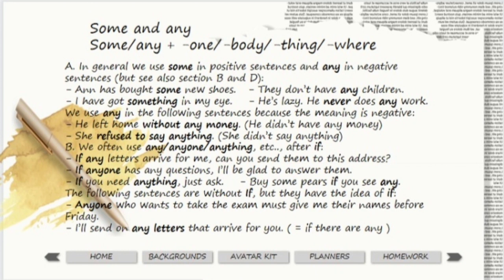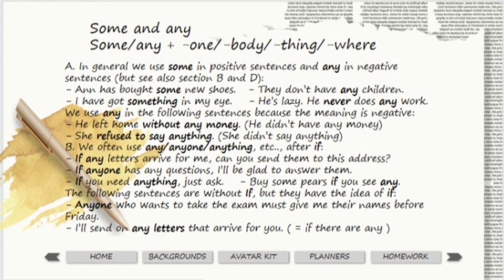So we use any in the following sentences because the meaning is negative. For example, he left home without any money. It means he didn't have any money. The other example: she refused to say anything. It means she didn't say anything.